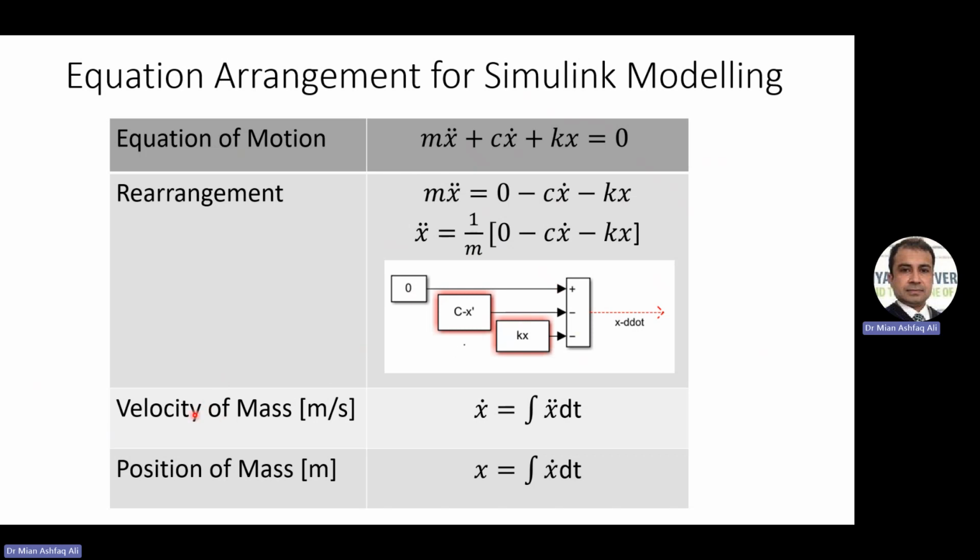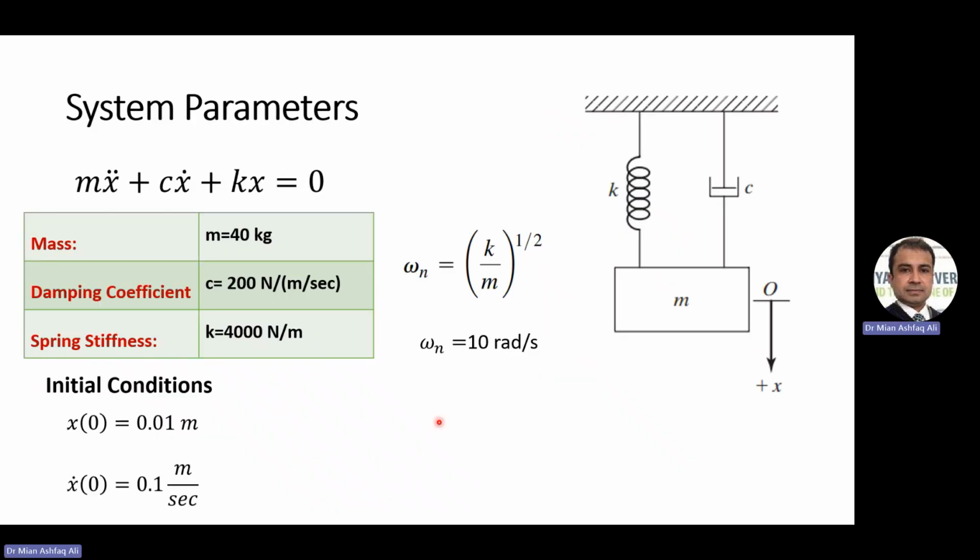So similarly, if we are interested to find out the velocity of the mass, we can integrate this signal with respect to time in order to get the velocity. And then this signal further can be integrated to get the position of the mass with respect to time. Here is just one example of the system parameters.